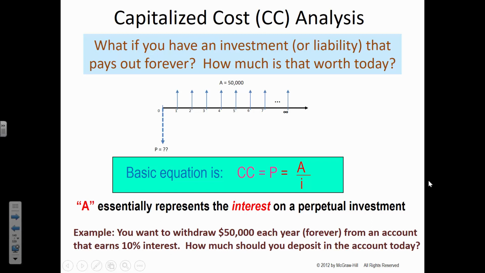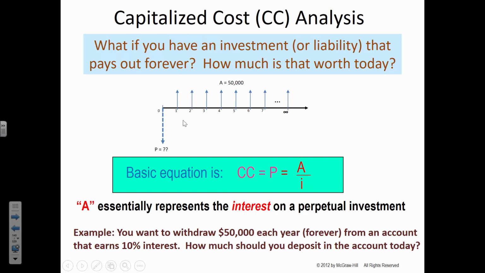interest rate. Now remember, the key thing here is that it doesn't have infinite value, because the value of 50,000 many years in the future isn't going to be nearly the same as 50,000 in the first year. So the purchasing power is going to decrease over time, even though the amounts themselves are the same. So this is called capital cost, a capitalized cost analysis.